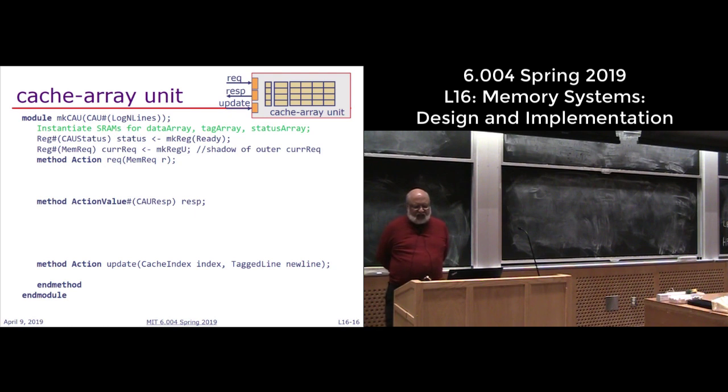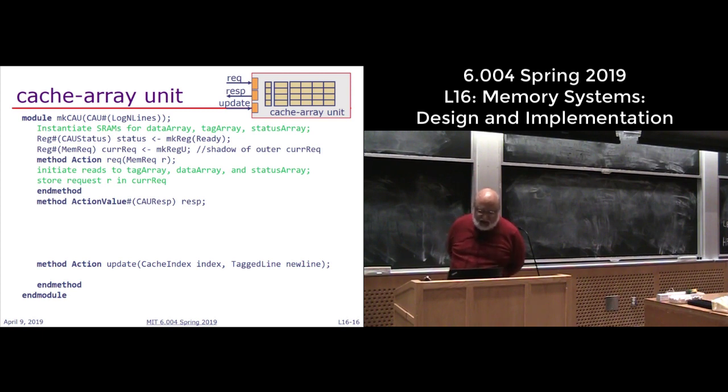Now let's see how the request is going to be processed in this case. So initialize the tag array, data array, and status array. Store request R in the current request. That's how we will begin processing this. Sorry, not initialize, I meant initiate reads.